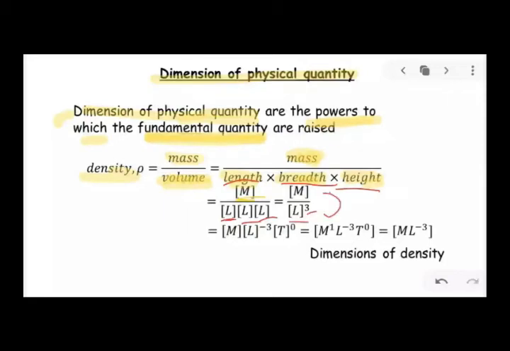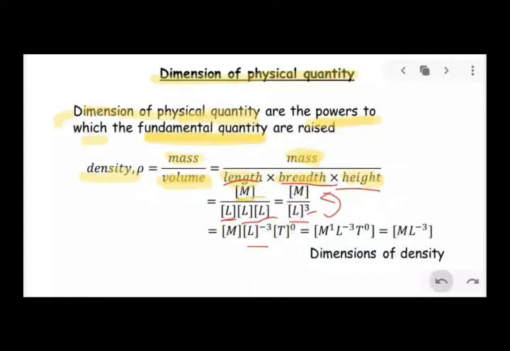Now I can take this denominator to the numerator. How? We know whenever we have a to the power n, if we write this a in the numerator, it will become a to the power minus n. So similarly here, if we take L to the numerator, it will become L to the power minus 3. And in this case, our time. Can you see any unit of time? No. So the time power will be 0.